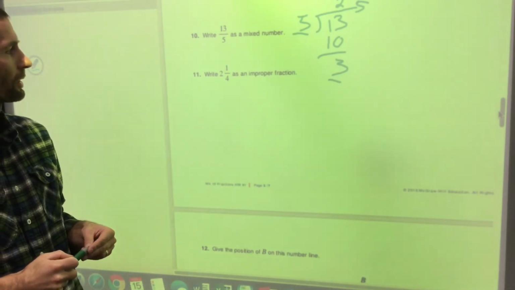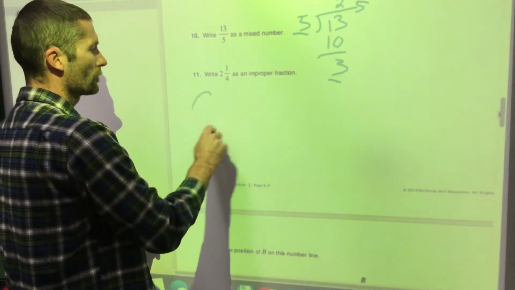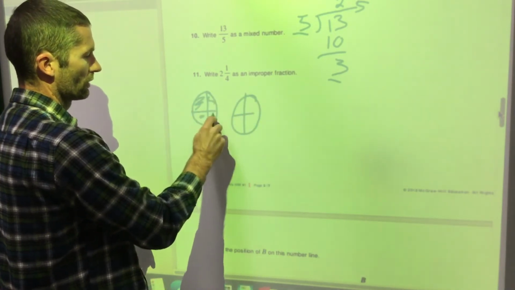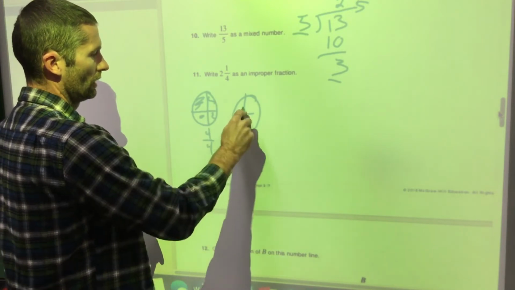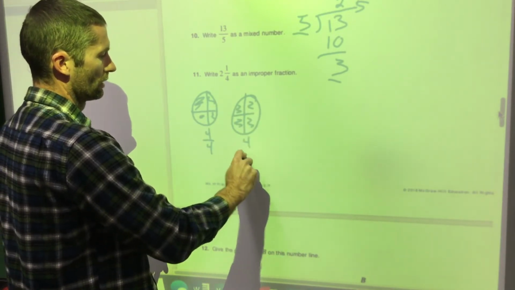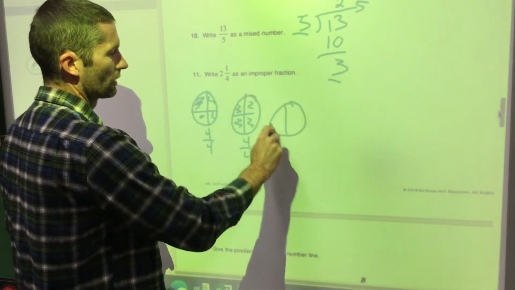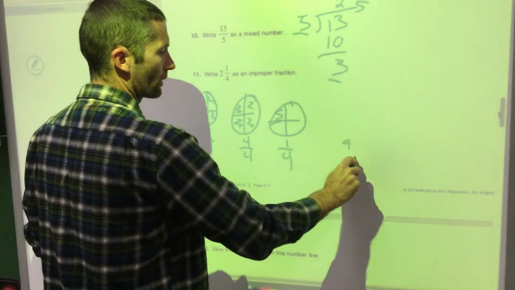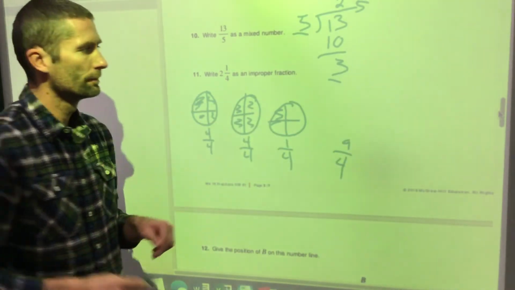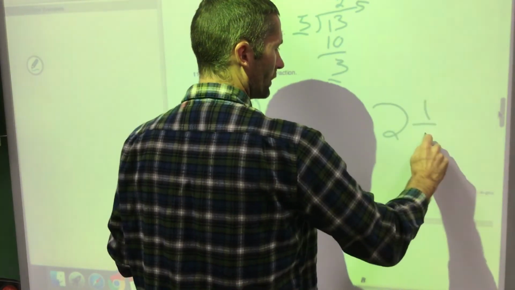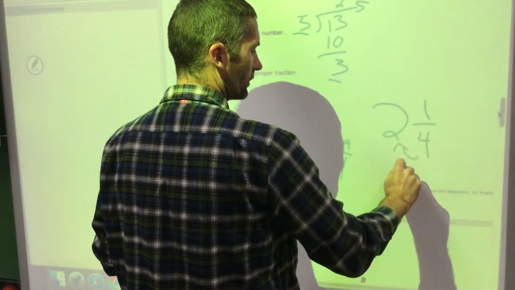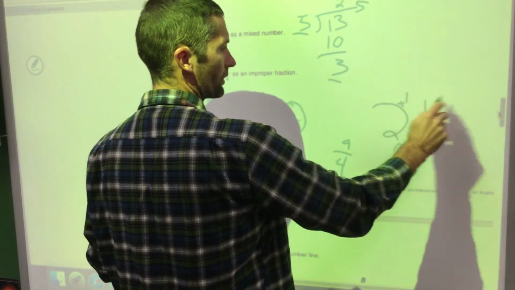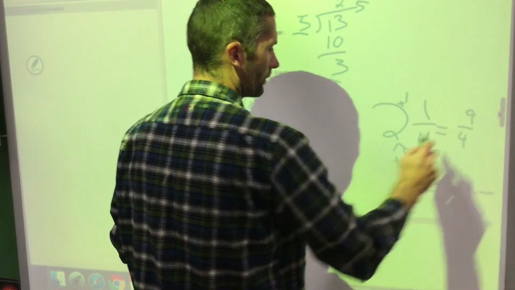Now I want to write 2 1/4 as an improper fraction. So each of those 2 wholes is 4/4. So I have 4/4 here, and I have 4/4 here, and then I have 1/4 here. So I could add those. 4, 4, 1 is 9/4. That's the long way to do it. Remember, going around the wheel here, we do 4 times 2 plus 1. So 4 times 2 is 8, plus 1 is 9/4.